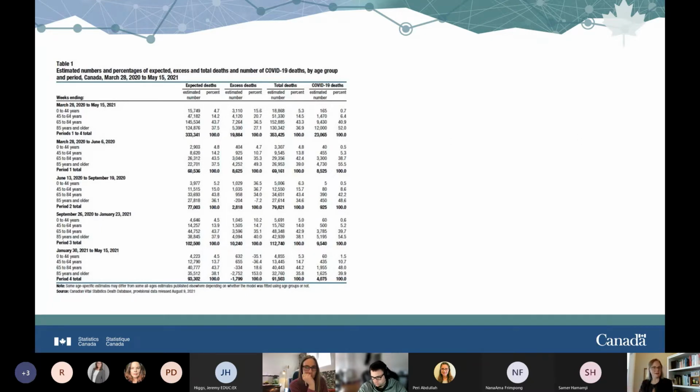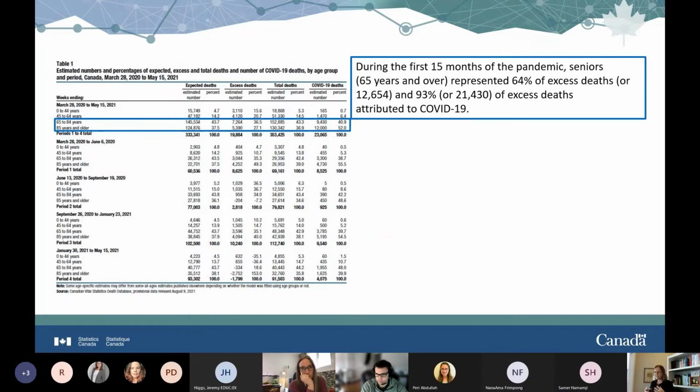This is data. This is not a story. Your job is to extract the key messages and make it clear, make it relatable. So as an analyst, I decided that the key story here, or the key message, really happened with this age group, the 65 and older. And one simple key message, or the main message of that table, could be: during the first 15 months of the pandemic, seniors represented 64% of excess death and 93% of excess death attributed to COVID-19.